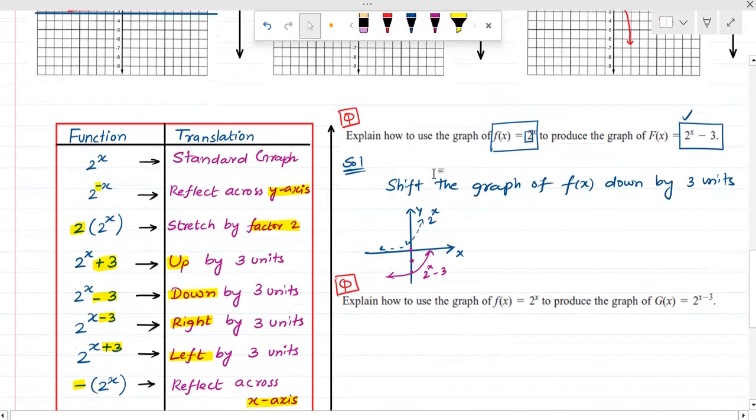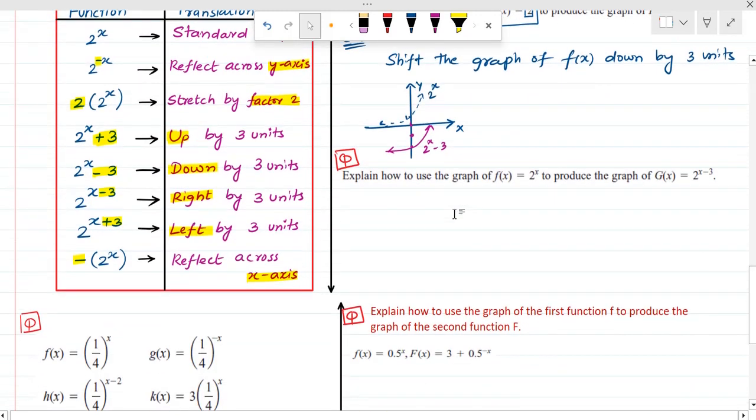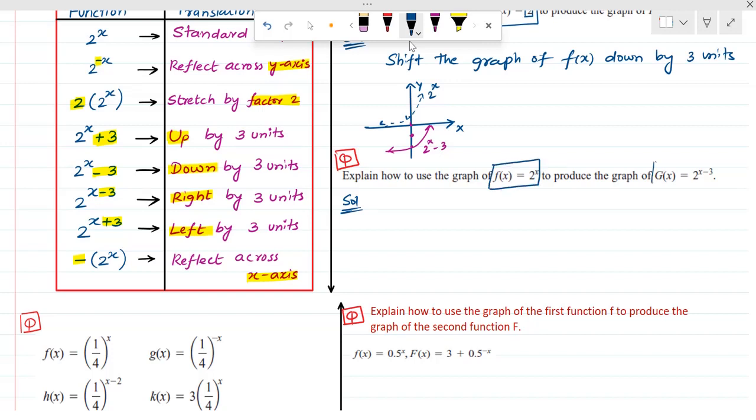So without the graph, if you know this summary, you can do it directly. And similarly, the minus is in the power. So what happened here? I will use this graph to produce the graph of g of x. So the minus 3 is in the power. So it is what? Right by 3 units. So I write it here: shift the graph of f of x right by 3 units.